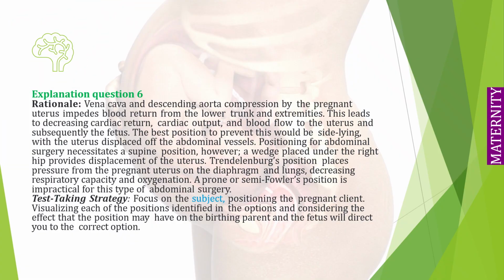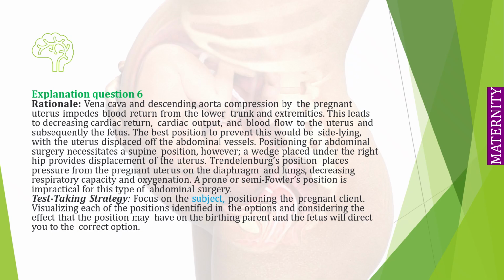Rationale. Vena cava and descending aorta compression by the pregnant uterus impedes blood return from the lower trunk and extremities. This leads to decreasing cardiac return, cardiac output, and blood flow to the uterus and subsequently the fetus. The best position to prevent this would be side-lying, with the uterus displaced off the abdominal vessels. Positioning for abdominal surgery necessitates a supine position. However, a wedge placed under the right hip provides displacement of the uterus.